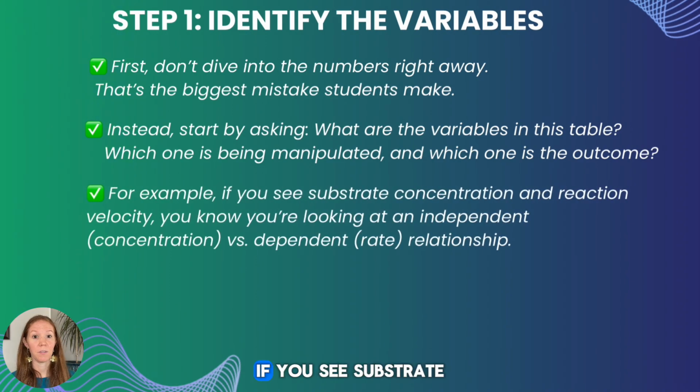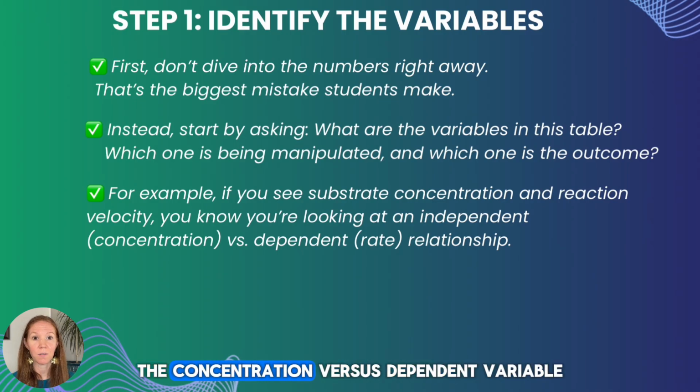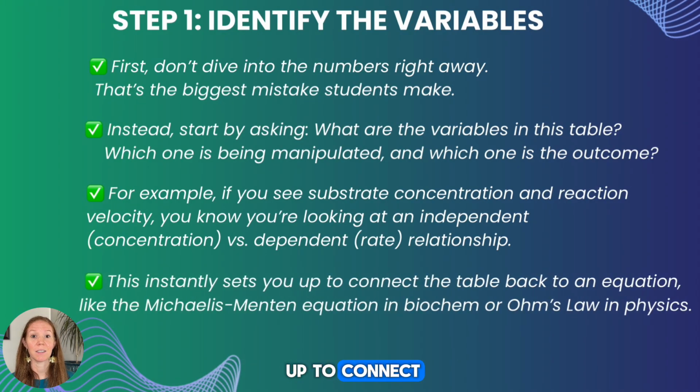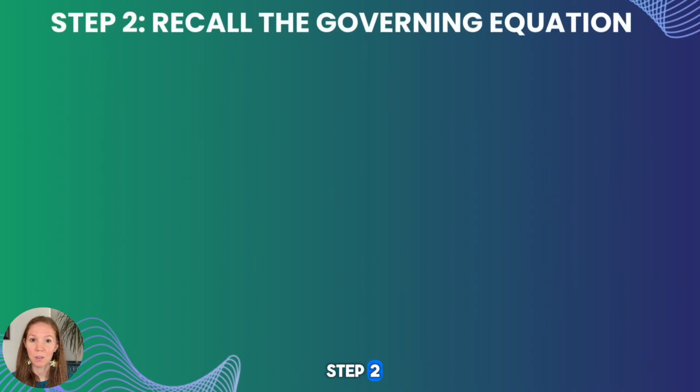For example, if you see substrate concentration and reaction rate, you know you're looking at an independent variable, the concentration, versus dependent variable, the rate relationship. This instantly sets you up to connect back to an equation like your rate laws. That takes us to step 2.